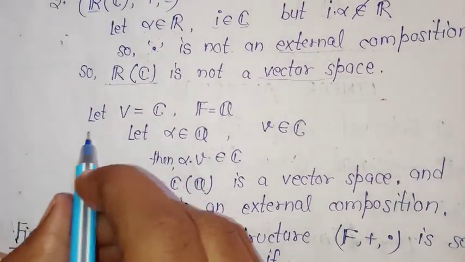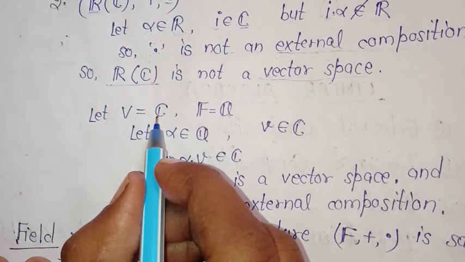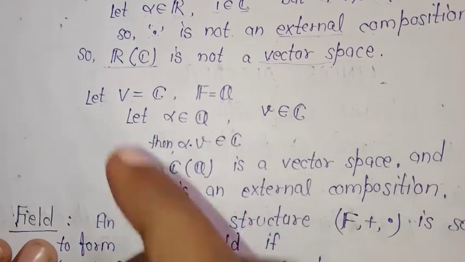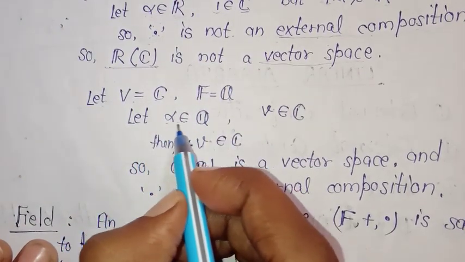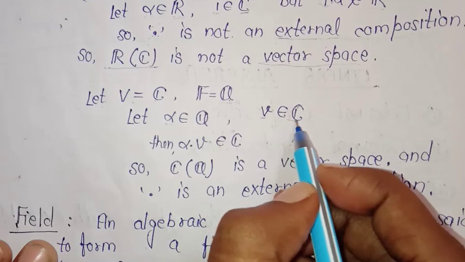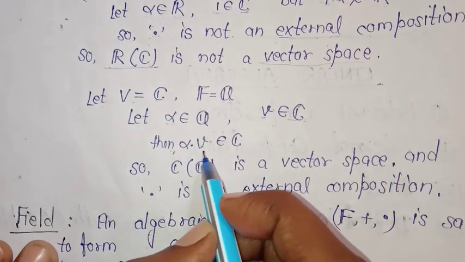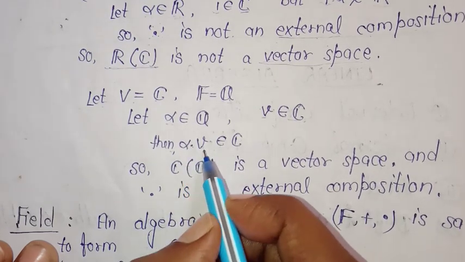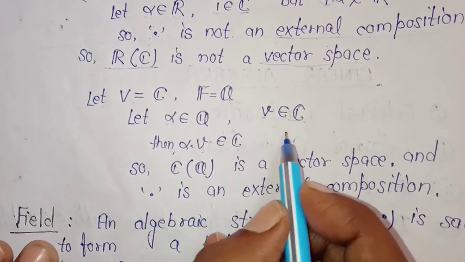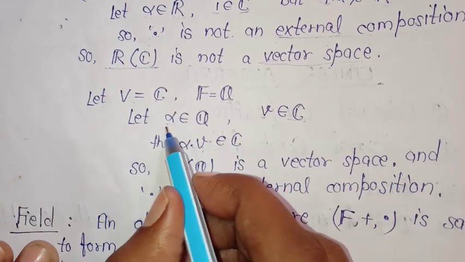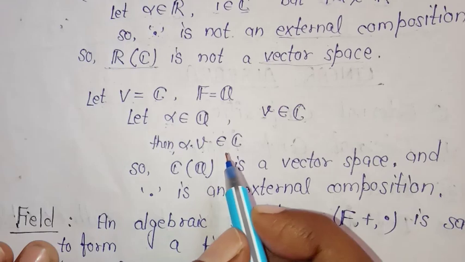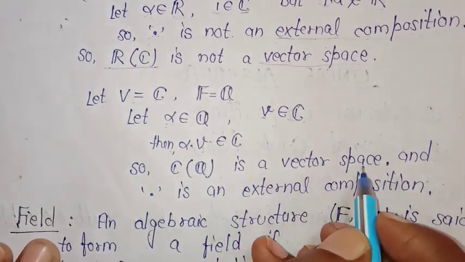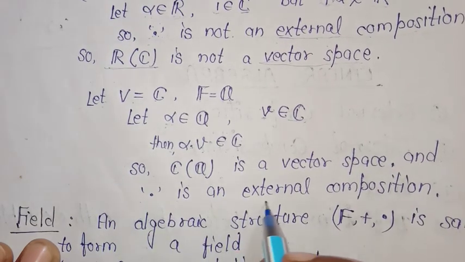Let's take one more example. If I take V as C, the set of complex numbers, and the second set F as Q, the set of rational numbers, and I choose an element alpha belonging to Q and v belonging to the set of complex numbers, then their product, taking dot as an external composition, alpha dot v is again going to C, because if you multiply any complex number with a rational number, the resultant number will always belong to the set of complex numbers. That's why C over Q forms a vector space and dot works as an external composition.